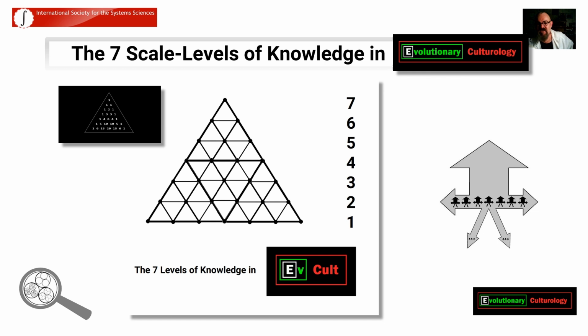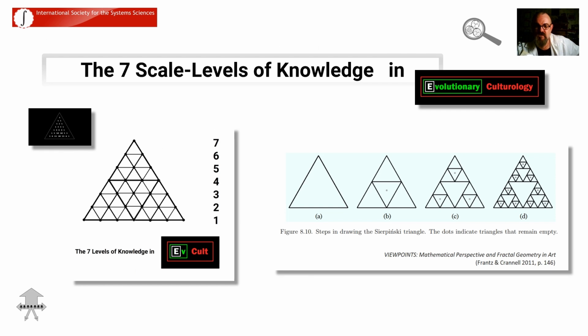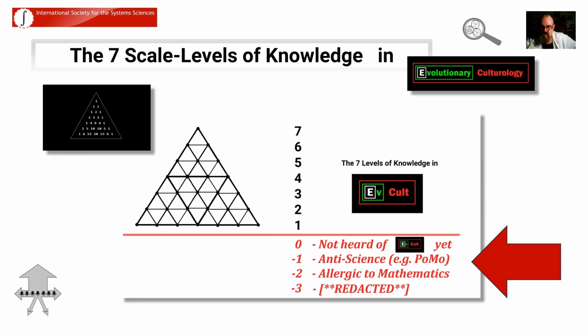levels of knowledge in EvCult, from 1 down the bottom up to 7 up the top, like a Pythagorean cult or the Masons or something. Next. Yeah, it's a bit more like that. That's a bit more fractal. Next. And there's also negative levels as well.